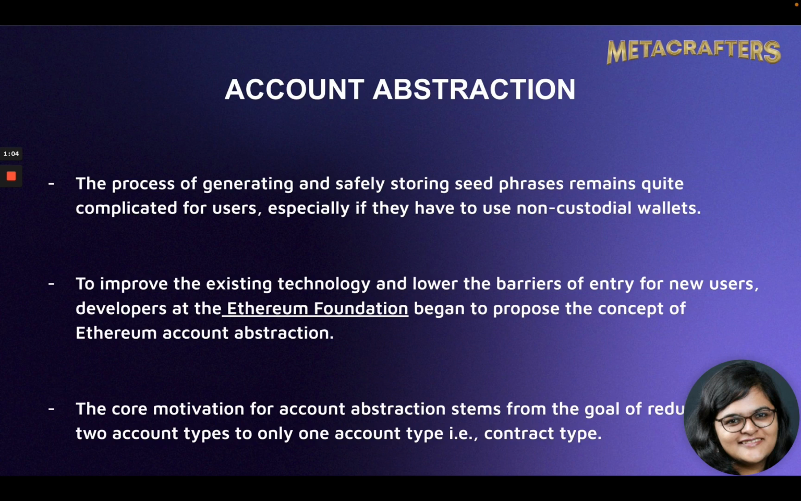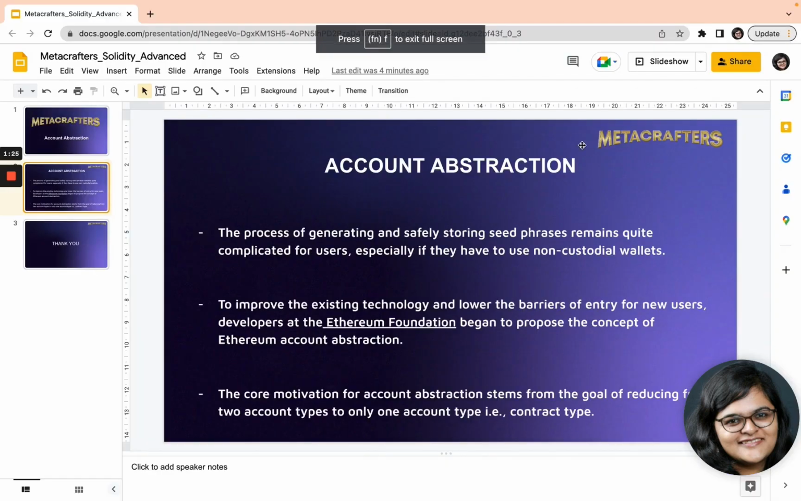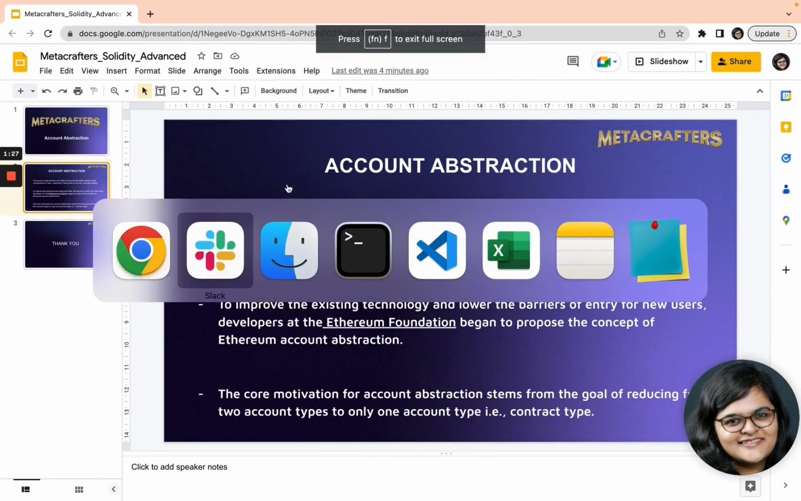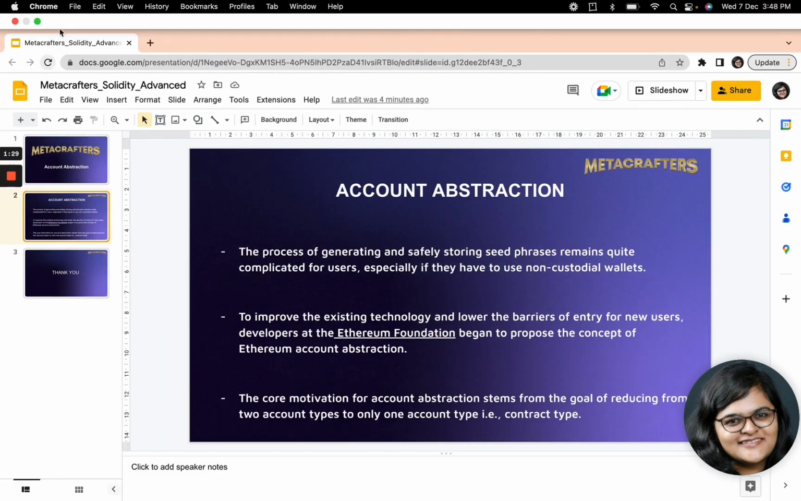The core idea or motivation for account abstraction is basically to reduce the existence of two types of accounts, that is, externally owned accounts and contract accounts, to just one account type, that is, contract type. Let's take a look at the specifics of the EIP a little bit to understand better.